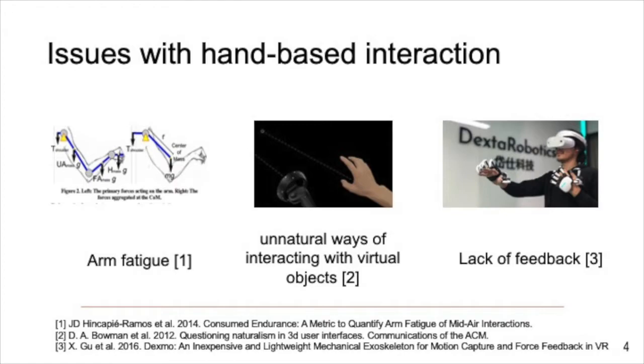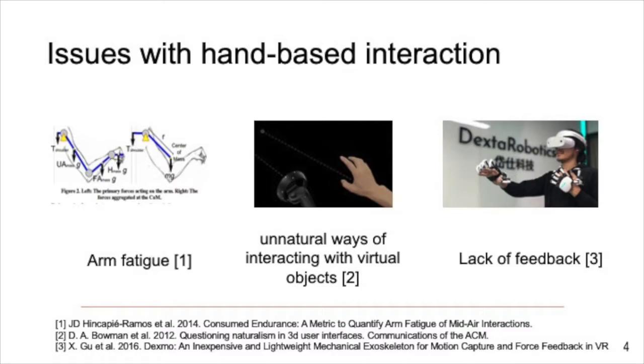Currently, there are many issues in hand-based interaction. For instance, when you're holding your hand in mid-air for a few minutes, you may suffer arm or hand fatigue. And the way of interacting with virtual objects is sometimes unnatural, for example, selecting a distant object. Also, hand-based interaction normally does not provide any feedback to the users unless you are wearing some type of external haptic device. These issues are all widely studied.